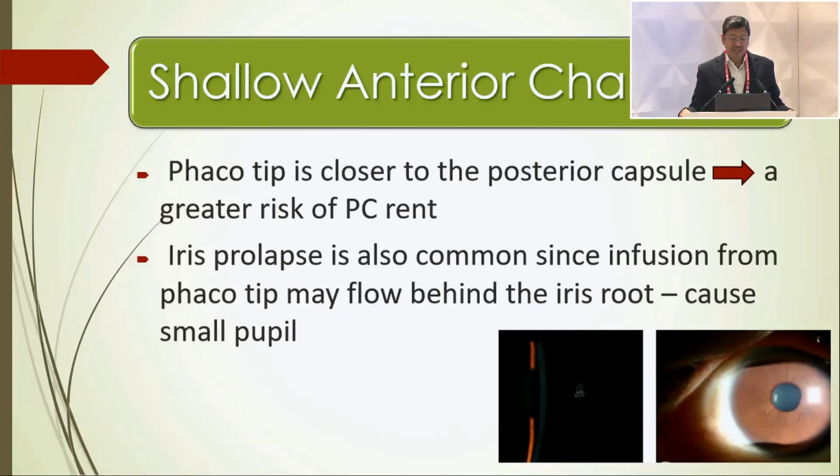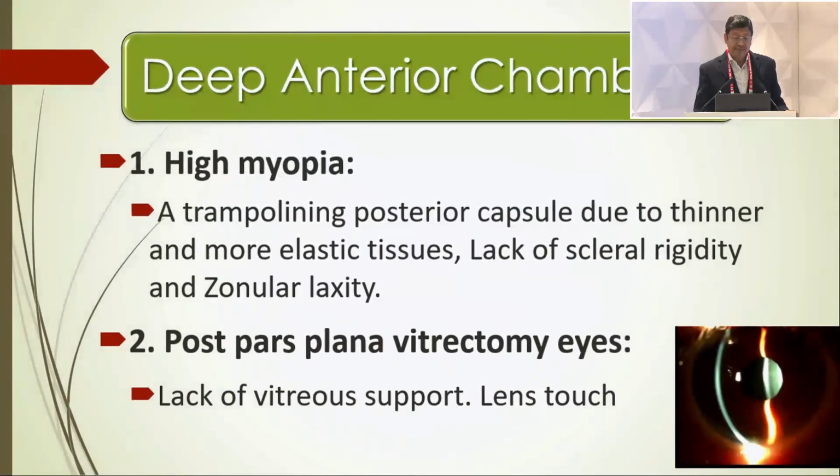Shallow anterior chamber due to phacomorphic glaucoma or acute angle closure glaucoma leads to doing phaco in a very shallow chamber, leading to PC rent. And deep anterior chamber due to high myopia causes general laxity, lack of scleral rigidity, and trampolining effect of the posterior capsule. Pars plana vitrectomy causes lack of vitreous support and lens touch.